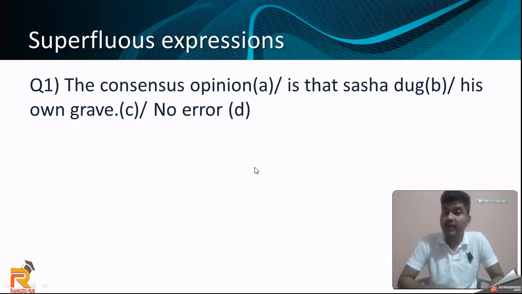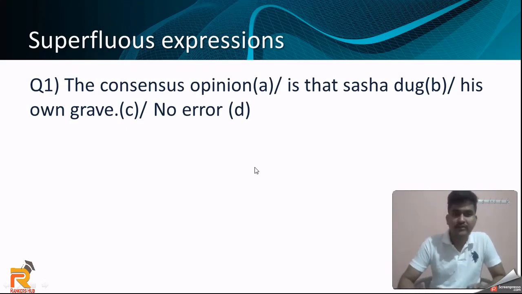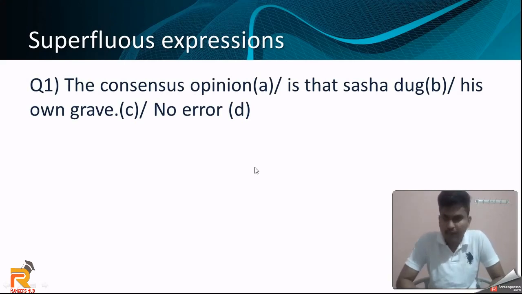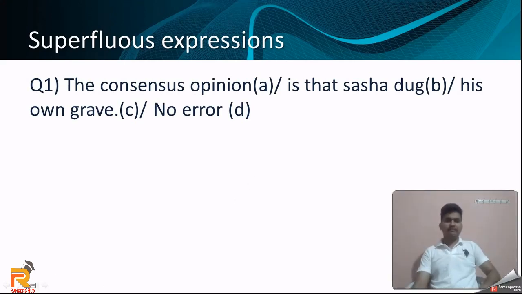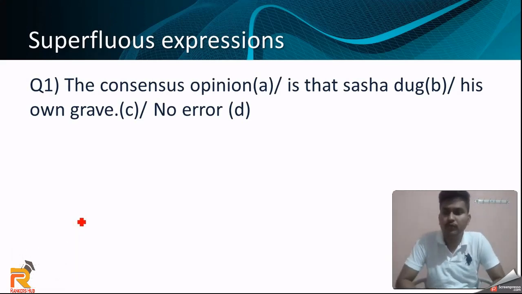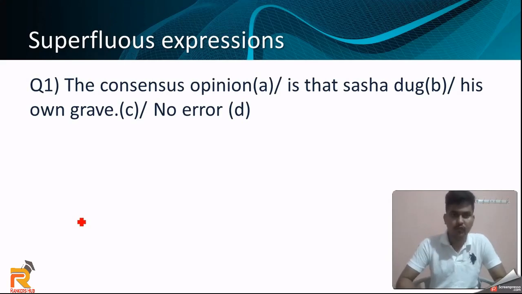You have to find any word which is used unnecessarily twice, a word which is giving the same meaning as another word. Now the sentence is: the consensus opinion is that Shasha dug his own grave. Let me tell you guys, if this sentence is given to a person who doesn't know what a superfluous expression is, he won't be able to answer this question at all, right? Why? Because this sentence is grammatically correct, but it is superfluous, it is redundant.